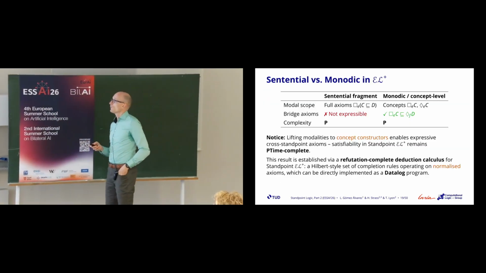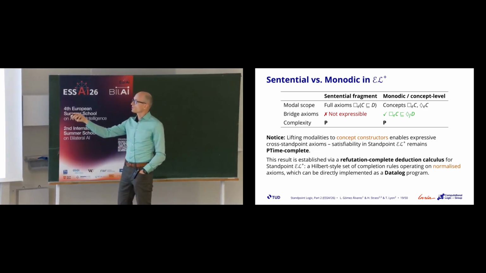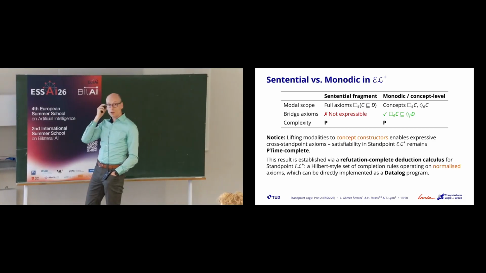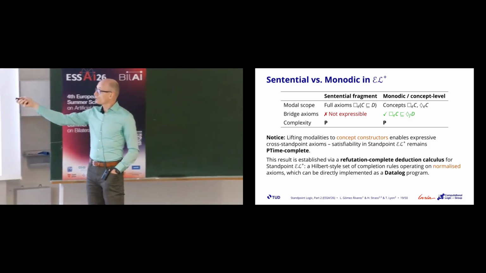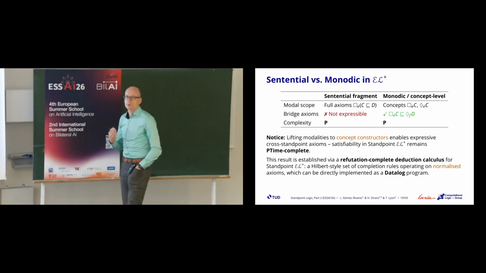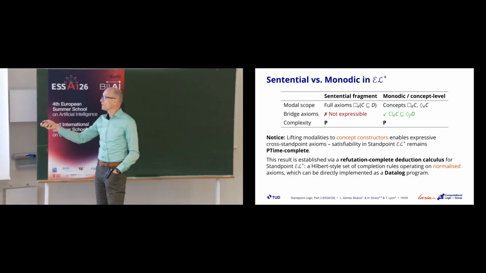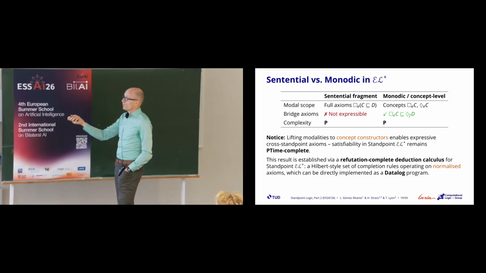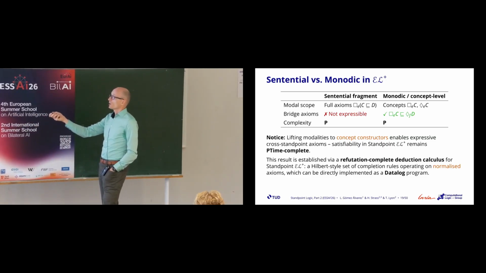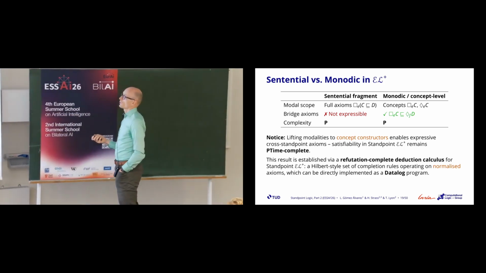So if we only consider the sentential fragment, to recap, what we could do there is use our standpoint modalities in front of full axioms, for example, full GCIs. We wouldn't be able to express bridge axioms. Fortunately, by moving to the monodic fragment, we are now allowed to apply the standpoint modalities on the level of complex concepts. And this allows us to express bridge axioms, like the one we've seen before.